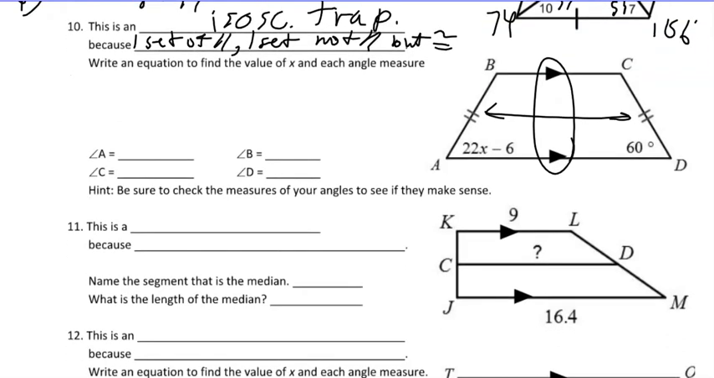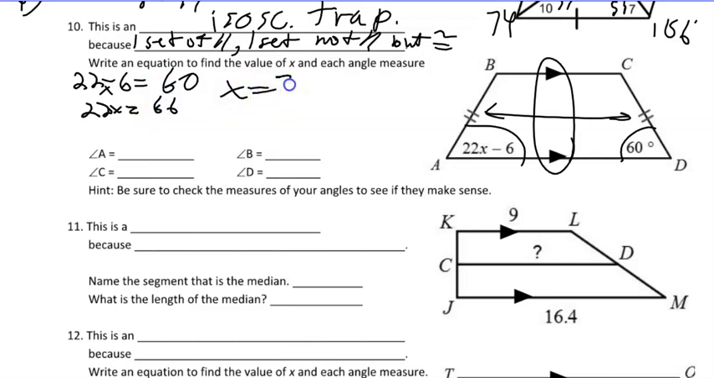Now we have to do some work. Remember, the base angles are equal. Notice how these are both acute angles. So they're equal to each other. So 22x minus 6 equals 60. Add 6 to both sides. We get 22x equals 66. So therefore x is 3 when we divide. Now, if we plug 3 in here, we don't really have to, but we can do it to check. We get 66 minus 6, which is 60. And that makes sense. A and D have to be equal because they're base angles.